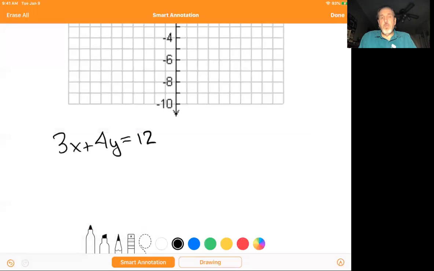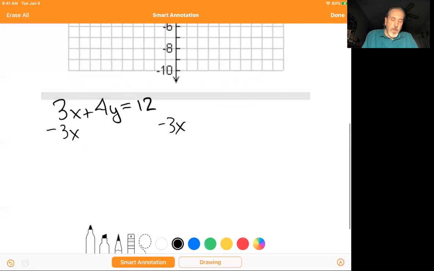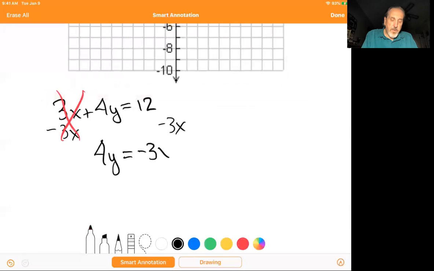The first thing we want to do is get the y by itself. So obviously we need to subtract 3x from both sides. When you do that, these are going to cancel, so I'm going to be left with 4y equals. Now on the right side, I want you to put the x term first. We're going to put the negative 3x first and then a positive 12. The reason we do that is because we're putting it in that form I told you about called slope-intercept form, and we'll talk about that more in an upcoming lecture.